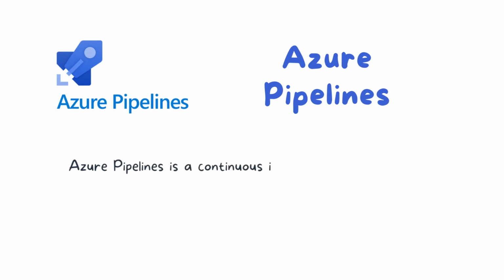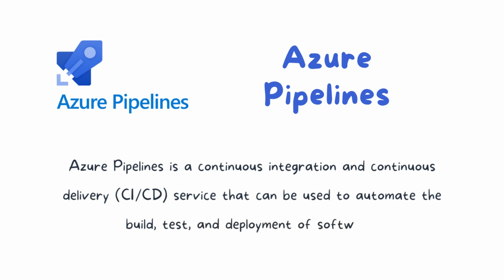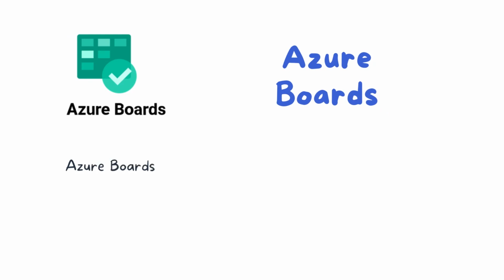So let's talk about the first service, which is Azure Pipelines, a powerful CI/CD platform which supports many languages. Azure Pipelines can be used to automate the build, test and deployment of software.